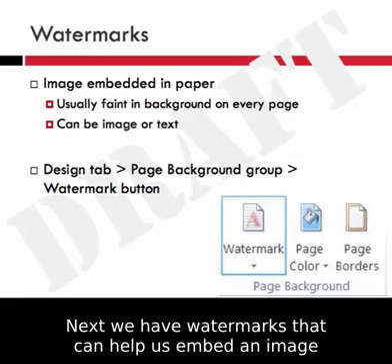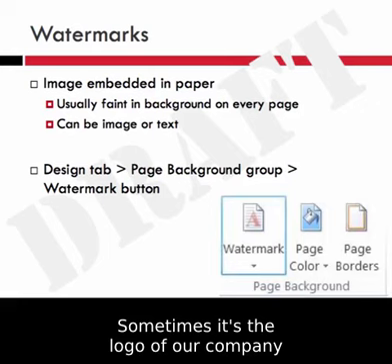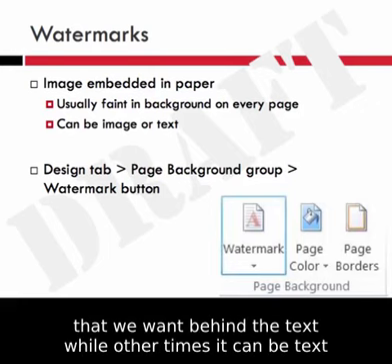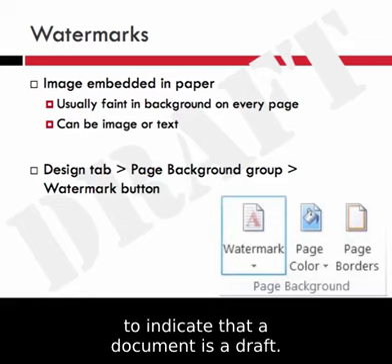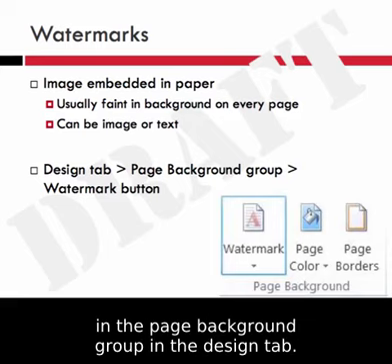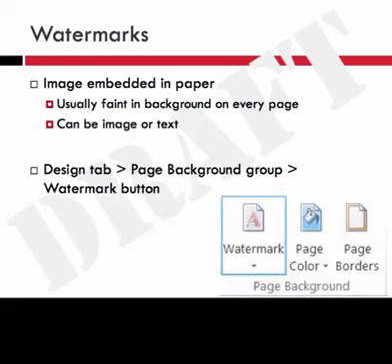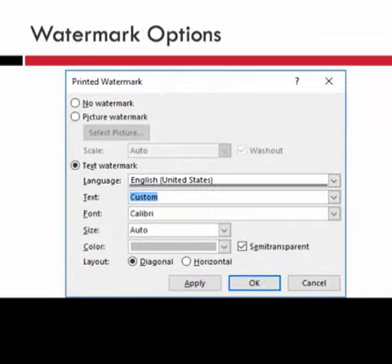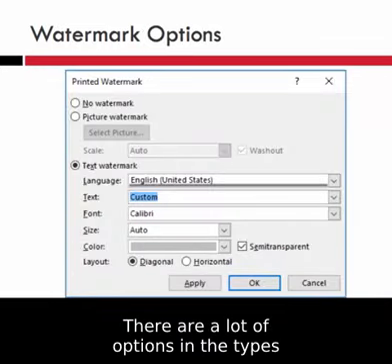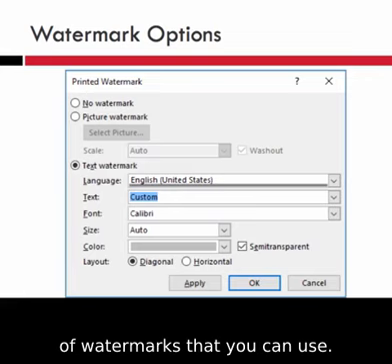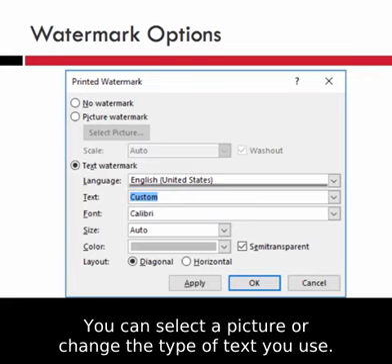Next, we have watermarks that can help us embed an image onto a paper. Sometimes it's the logo of our company that we want behind the text, while other times it can be text to indicate that a document is a draft. You can find the watermark button in the page background group in the Design tab. There are a lot of options in the types of watermarks that you can use. You can select a picture or change the type of text you use.